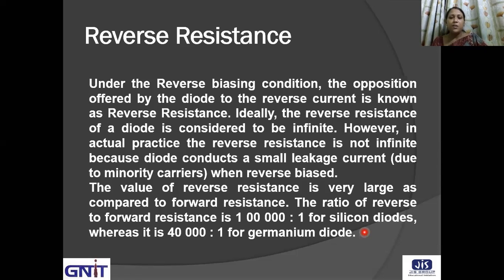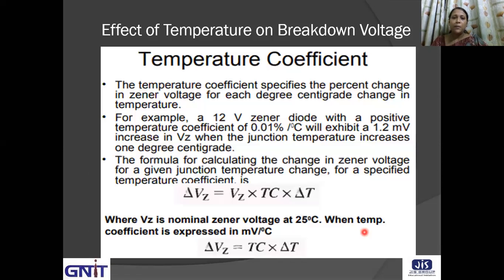The value of reverse resistance is very large as compared to forward resistance, and the ratio of reverse to forward resistance is 10 to the power 5 to 1 for silicon diode, whereas 4 into 10 to the power 4 to 1 for germanium diode. So reverse resistance for silicon is much higher than the germanium diode. This is one of the reasons for using silicon diode instead of germanium.